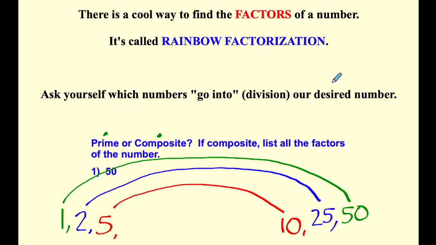Another neat part about doing rainbow factorization is that every time you make a connection like this, any other possible factors have to be in between these 2 numbers. Meaning, if there are more factors of 50, they have to be in between 6 and 9. Well, we already know 6 is not going to be a factor, 7's not, 8's not, 9's not, so we're done. We've listed the factors of 50.